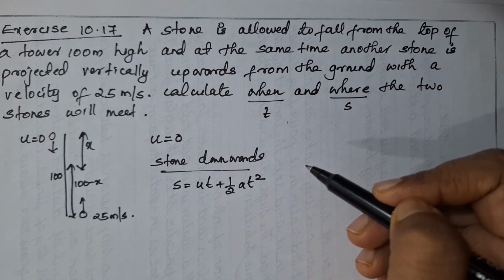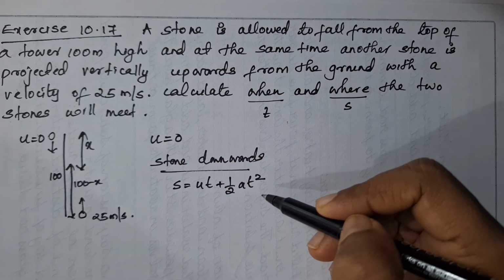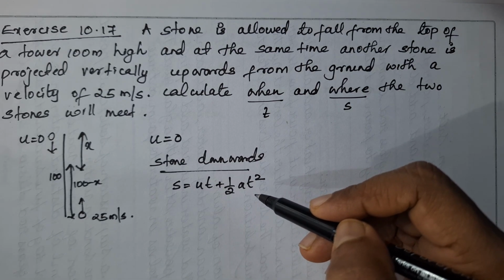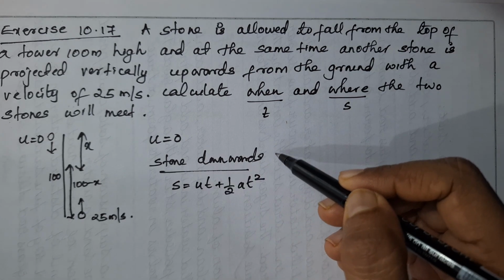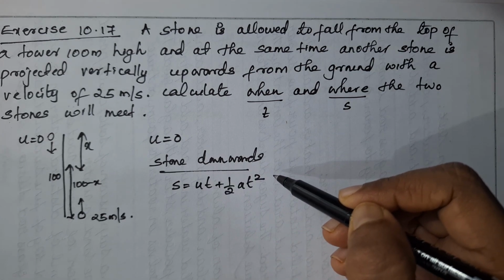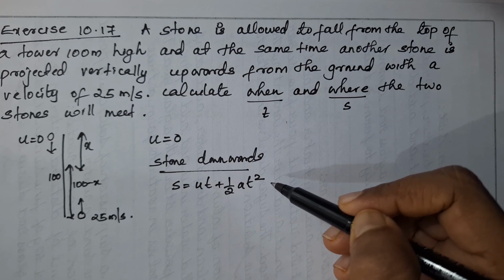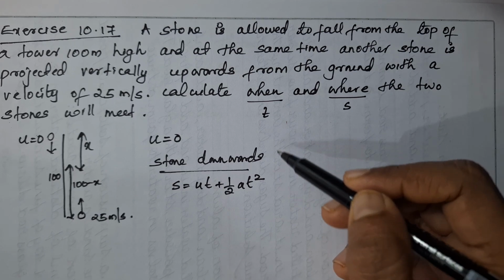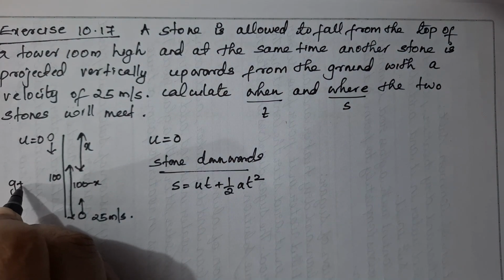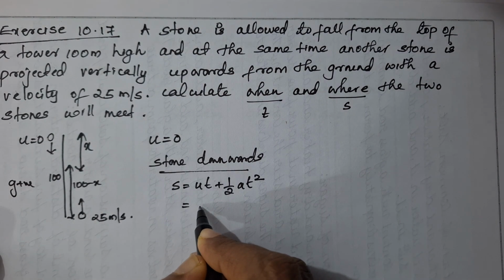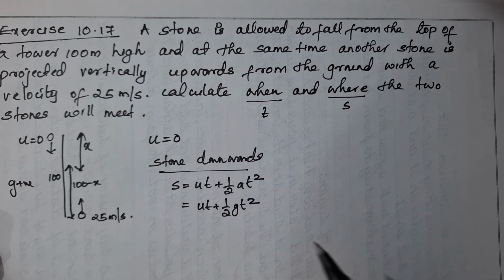Then one more thing is there. In this equation we have to replace a by the acceleration due to gravity, g. Here we are considering that the stone is moving downwards, in the direction of the gravitational force, so g will be positive. We have to take g as positive when the stone is moving downwards. So this equation can be written as s = ut + ½gt².